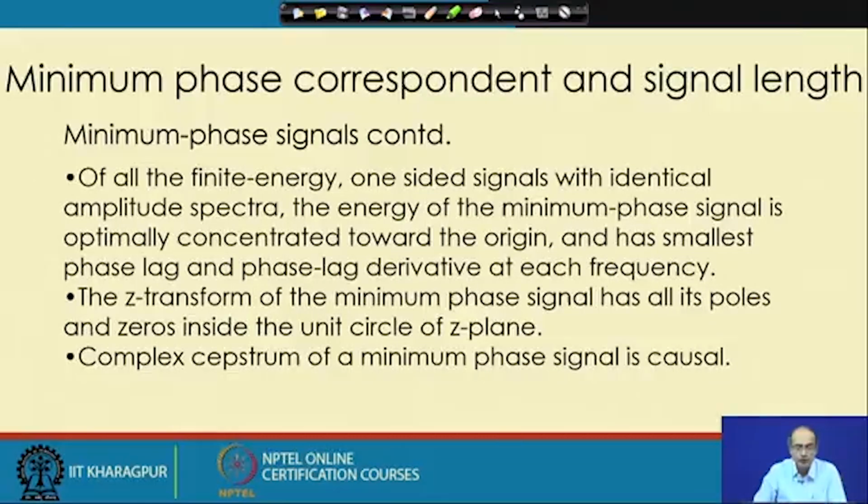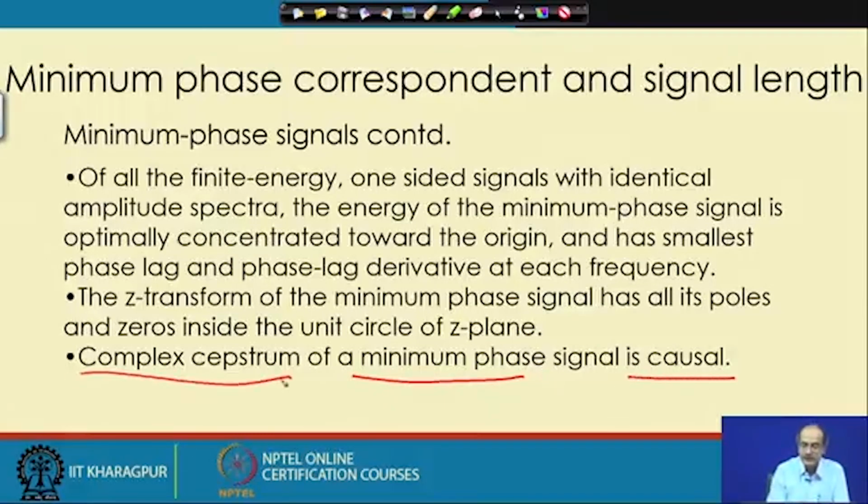Now, when we look at the z domain for such signals, the minimum phase signal has all its poles and zeros inside the unit circle. And the complex spectrum of the minimum phase signal is also causal. That is another property: for a minimum phase signal, the complex spectrum is causal. Later we will make use of this property.